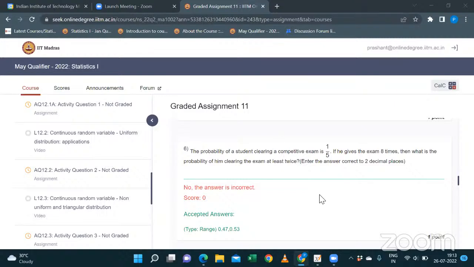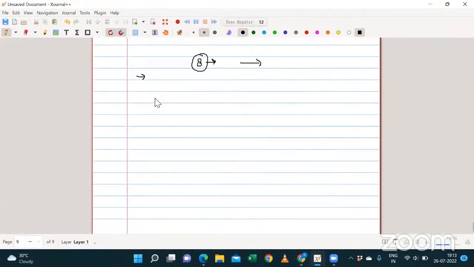Can you tell me what you tried? I tried, but I got stuck somewhere. Here it is written at least twice, that means x is greater than or equal to 2. Yes, I tried, still I didn't get the answer. Okay, see. The probability of a student clearing a competitive exam is 1 by 5. Let's take p as the probability of clearing that exam, 1 by 5. So not clearing the exam will be 1 minus 1 by 5, that means 4 by 5.